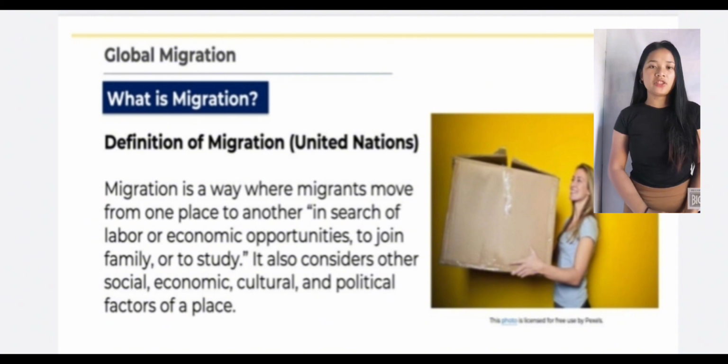Definition of migration. United Nations. Migration is a way where migrants move from one place to another in search of labor, of economic opportunities, to join family, or to study. It also considers other social, economic, cultural, and political factors of the place.